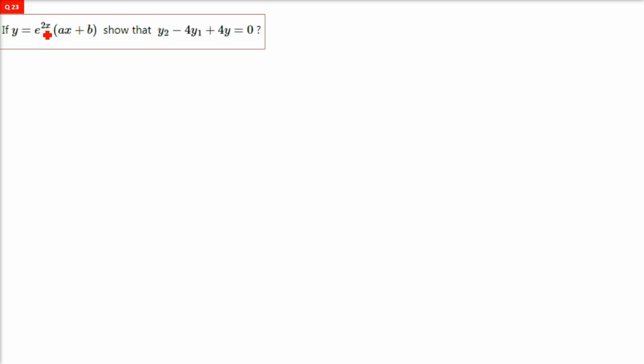Next is y is equal to e raised to x times (ax plus b). We have to show y2 minus 4y1 plus 4y is equal to 0. y2 is d2y by dx2, y1 is dy by dx. So y is equal to e raised to x times (ax plus b). Then y1 will be equal to, we will do it using the product rule, e raised to x. Ax plus b differentiation is what? B is 0 and in ax only a will remain. Differentiation of x is 1 only.